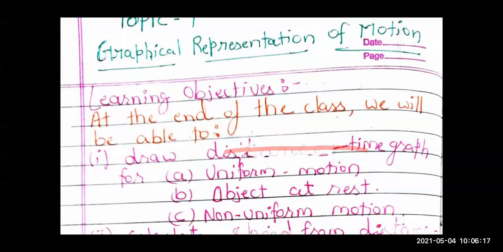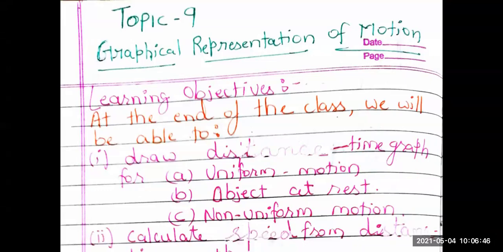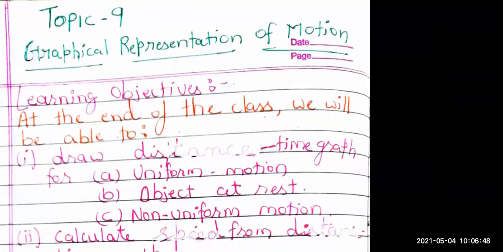And that distance time graph we are going to draw for three different types of motion. First, we will draw it for uniform motion. We will draw for object at rest, means the object is not moving, right? No distance is covered. And third, we will draw the graph for non-uniform motion, right? So this is your distance time graph, and you are having three graphs under this. So let's start with the distance time graph.